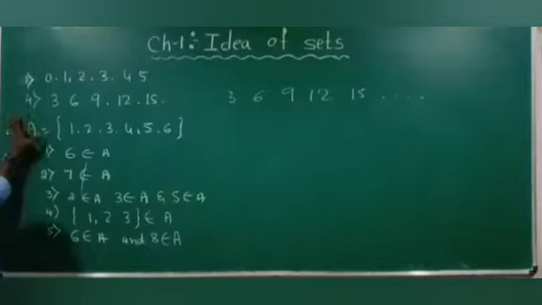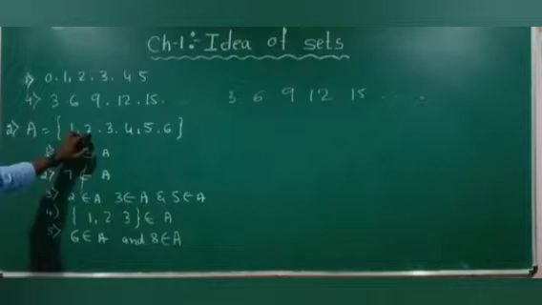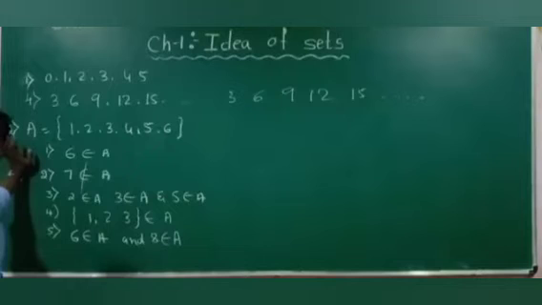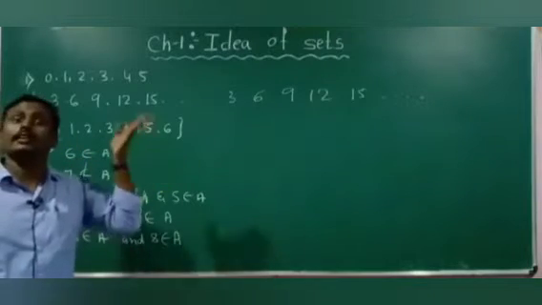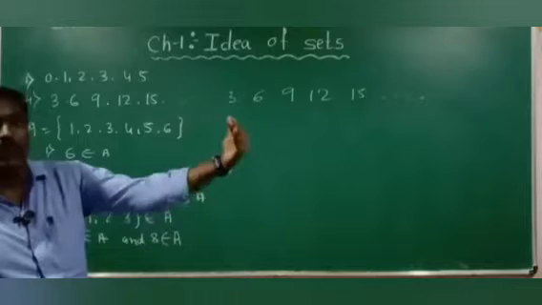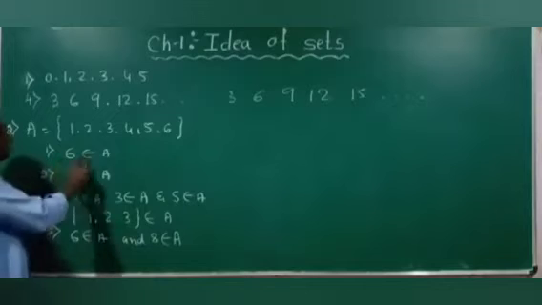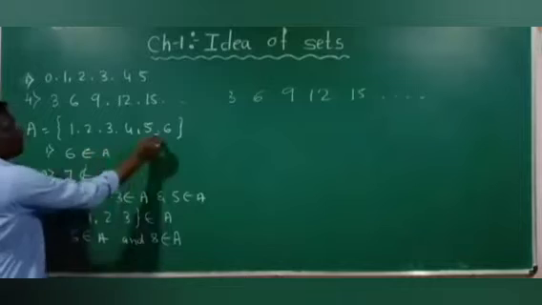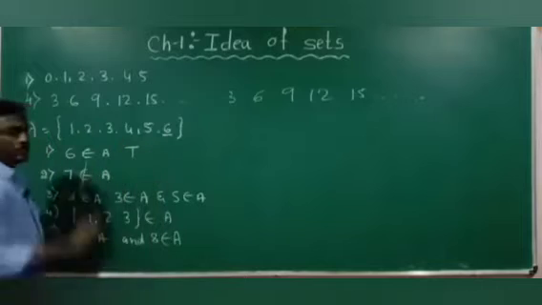First, see the elements of set A. What are the elements of set A here? 1, 2, 3, 4, 5, 6. So these 6 elements belong to set A. Now you can check whether an element belongs to the set or not. If it belongs, it exists in the set, and the given statement is true. For example, the first one: 6 belongs to A means 6 is one of the elements existing in set A. Therefore, the first one is true.